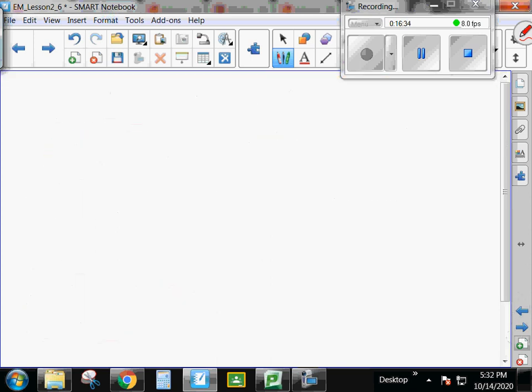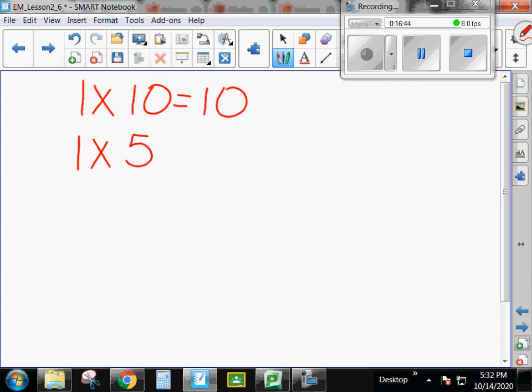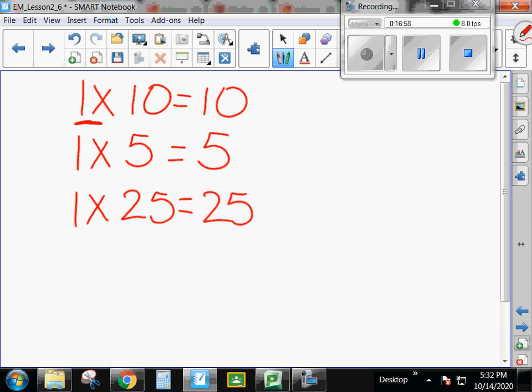Go back. All right, so if I have 1 group of 10, I have 10, right? If I have 1 group of 5, what am I going to have? I'm going to have 5. If I have 1 group of 25, what am I going to have? 25. So anytime I'm multiplying by 1, the answer is always going to be that other number.